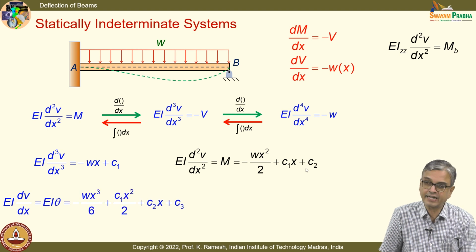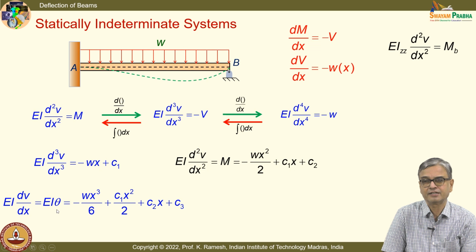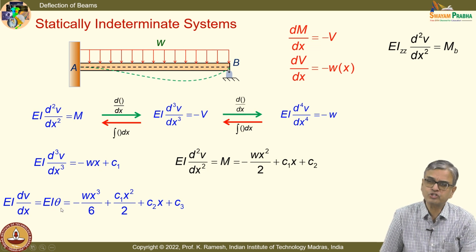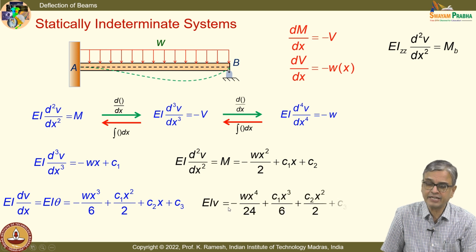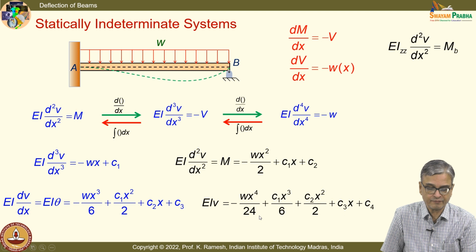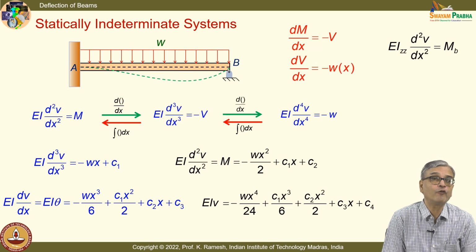And if I integrate it further, I get this as theta. See, we have been using the rotation as phi in our basic derivation. Books also use multiple symbols. It is better that you get exposed to those symbols, and instead of using phi, they have used theta. So, you can also recognize the slope as theta. I get this as minus Wx cube by 6 plus C1x squared by 2 plus C2x plus C3. And I have EIV equal to minus Wx power 4 divided by 24 plus C1x cube by 6 plus C2x squared by 2 plus C3x plus C4. So, how many constants do I have to find out? I have to find out 4 constants.